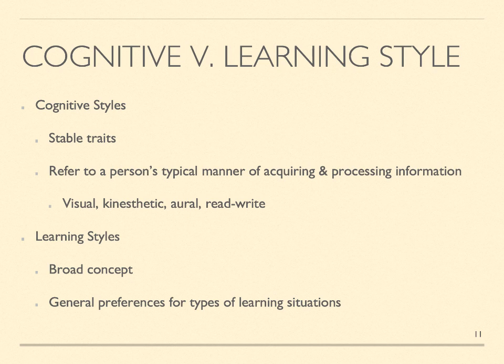So let's say you prefer to study in a quiet area. You prefer to study with music on. You prefer to study at night versus in the morning. So that's the difference between cognitive and learning style. For a long time, especially in the 80s and 90s, a lot of people used these two terms interchangeably, but they are very different. So let's talk a little bit about the difference.